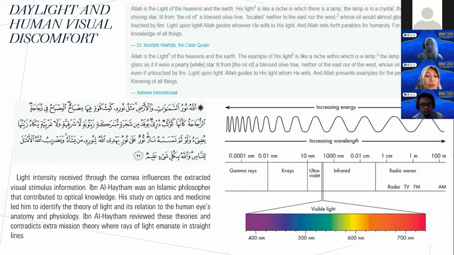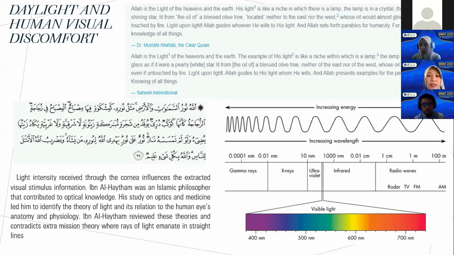So the light intensity will also affect our cornea. This is as Ibn Haytham explained to us. He was an Islamic philosopher who contributed to optical knowledge. From this, we highlight the phenomena in physics theory, that visible light for humans can be read at 400 to 700 nanometers. Beyond this range, we call it infrared, X-ray and ultraviolet, which humans cannot see.